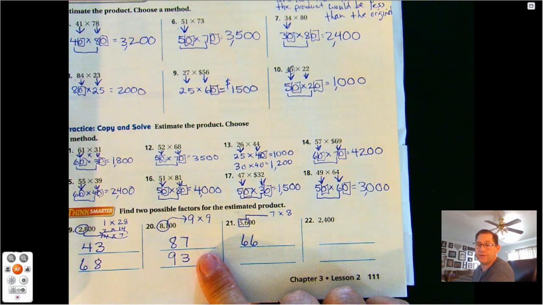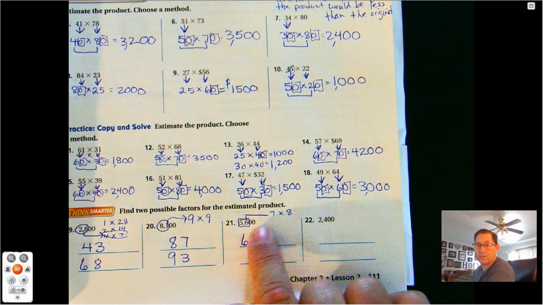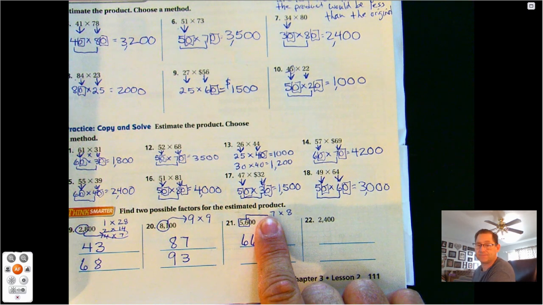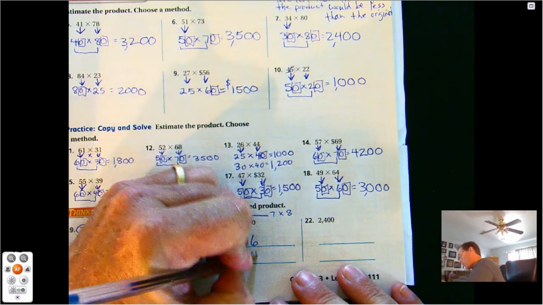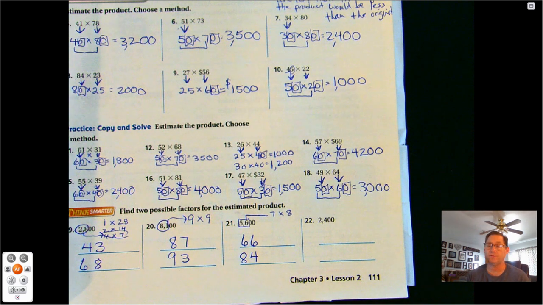For 80, the largest number I can have is 84. The smallest number I can have is 75. So any of those numbers would work.